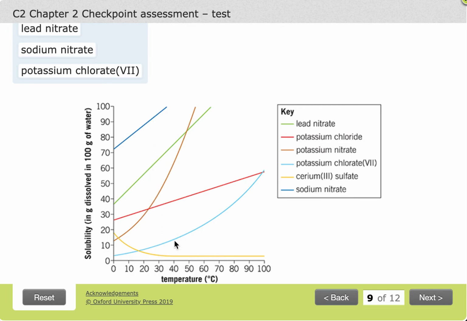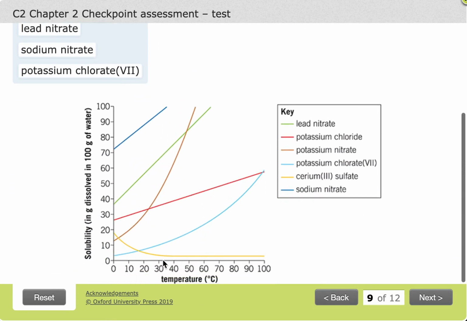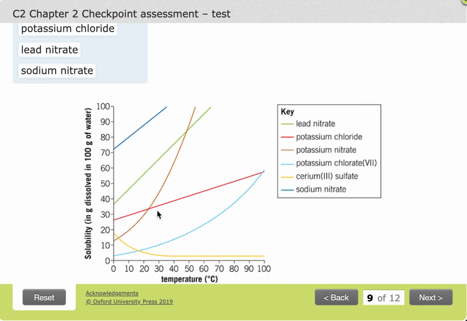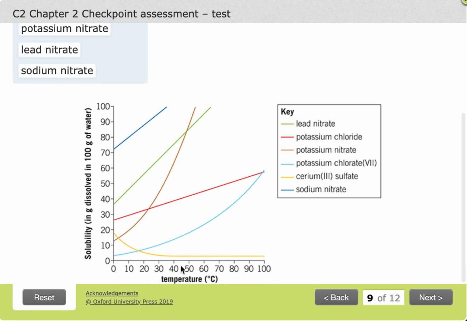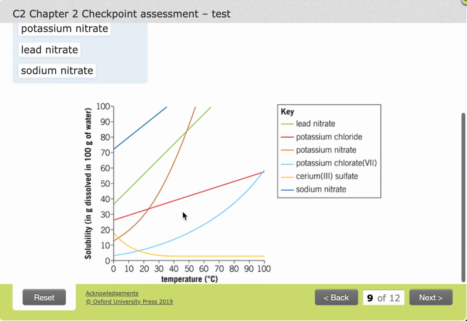So the first one that we come to is this yellow, that's cerium 3. We've then got this light blue line, that's potassium chlorate. Okay. We've then got this red line, which is potassium chloride. Okay. After the red, we're going to brown, which is potassium nitrate. I've already got it there, fantastic. Then green. Okay, that's going to be my lead nitrate, good. And then finally dark blue, which is sodium nitrate.